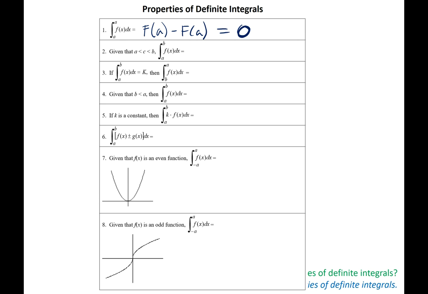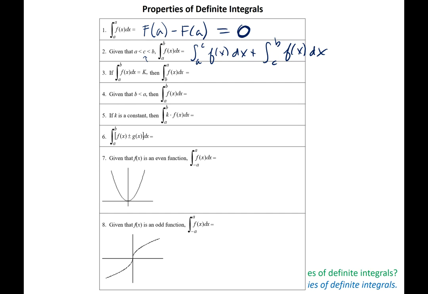One thing we're allowed to do, and I think we may have seen this before, is break integrals up if we need to. So if c happens to be between a and b, I can go from a to c of f of x dx, and I can add that to c to b of f of x dx. So I can break it up at a convenient value if I want to.